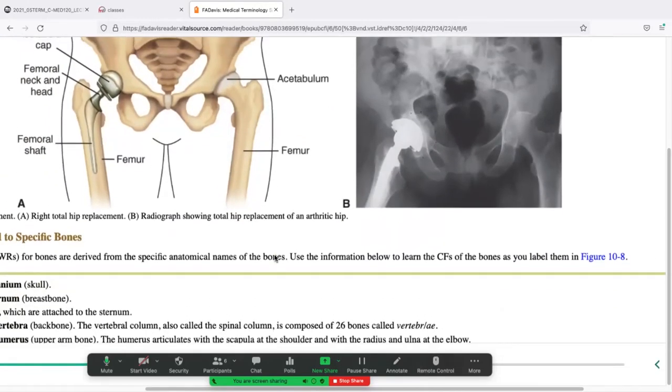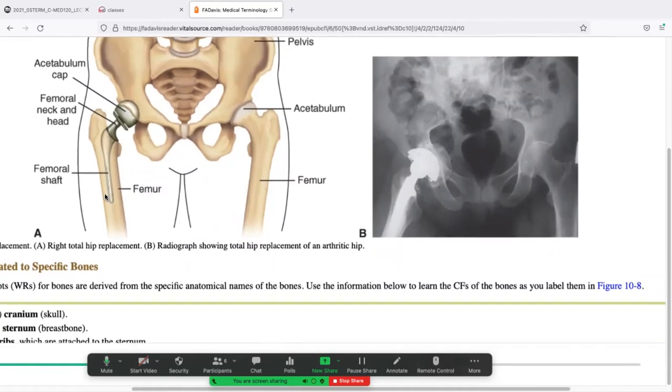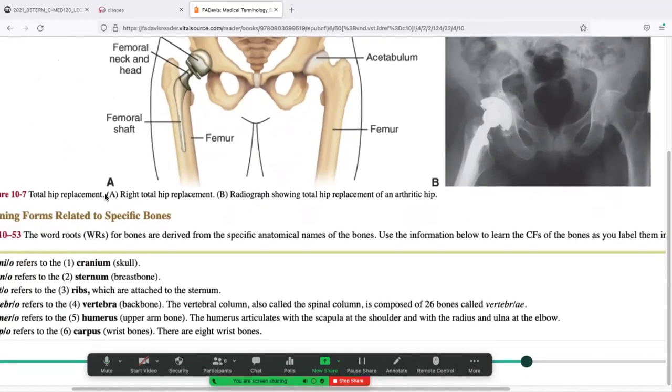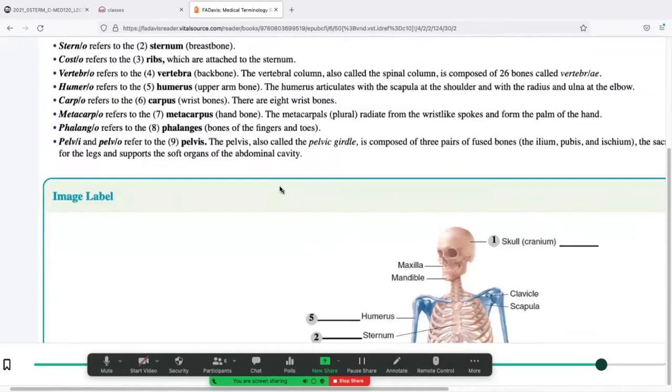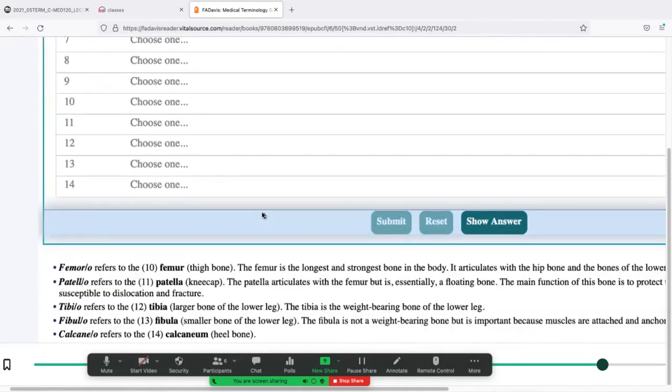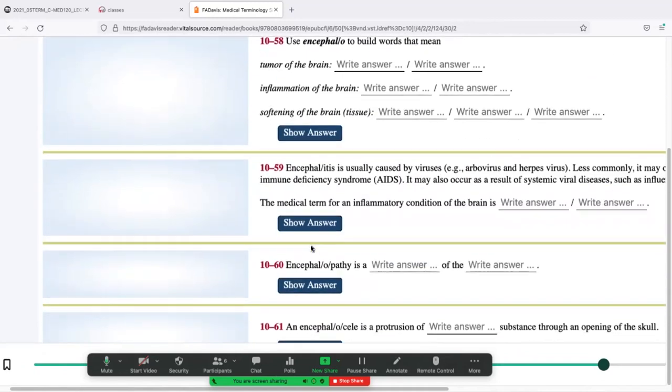Here's your hips. Here's a radiogram of your hips. And this is one of those ways that we can stabilize a joint space using tools and metals, pins and plates. I think we went over all these.